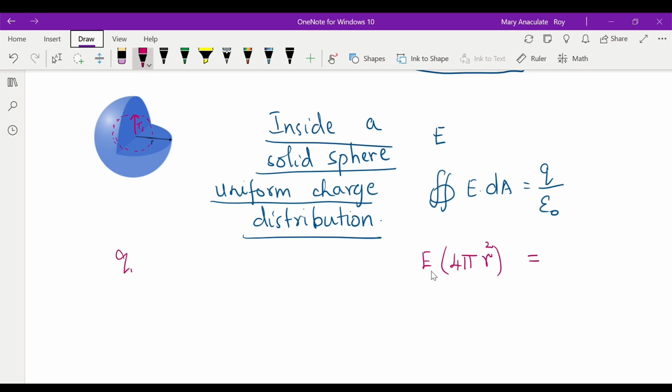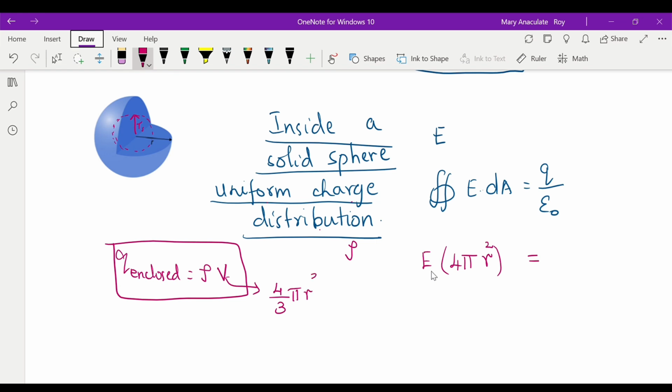Q enclosed inside this sphere, how do we find it? You can find it by using the uniform charge density, because we have uniform charge distribution here. So the charge density for a three-dimensional one will be rho. If you multiply rho times V, you will get the Q enclosed. Now what's the volume of a sphere formula? The volume formula is 4 by 3 pi r cubed.